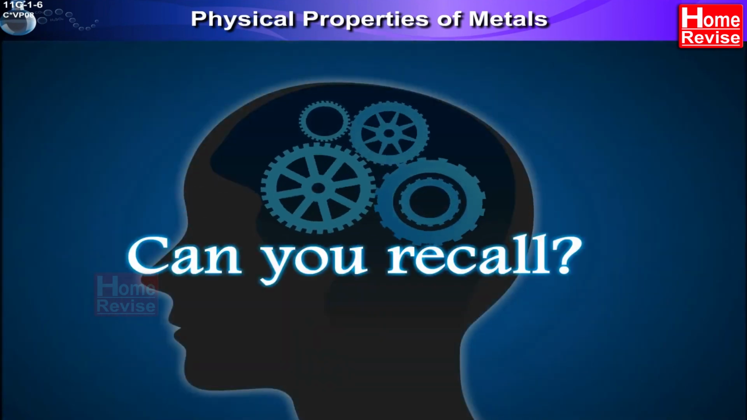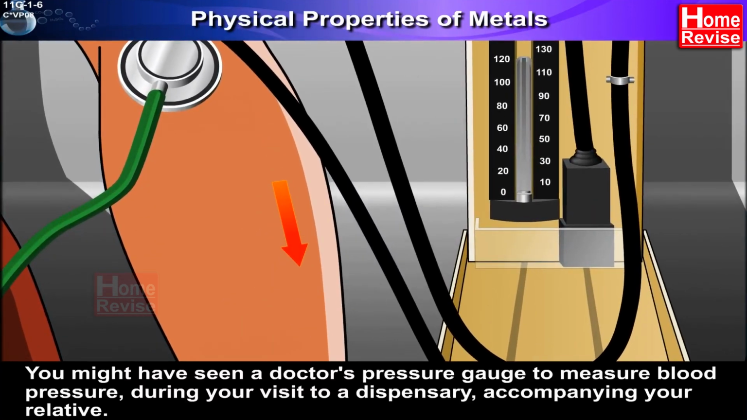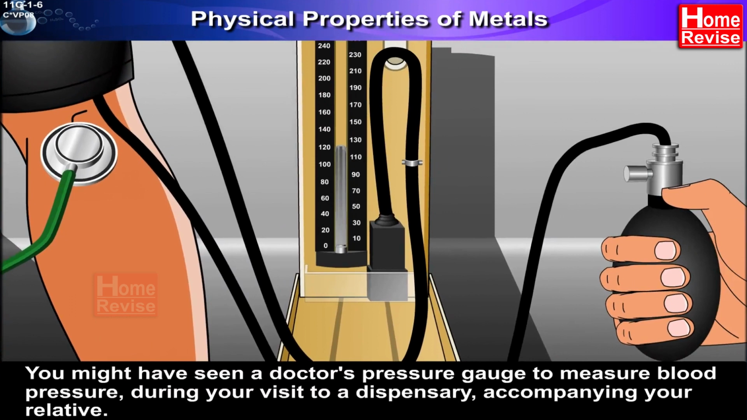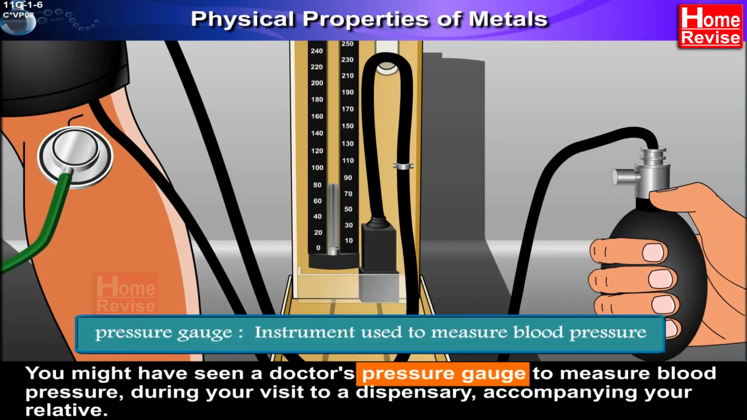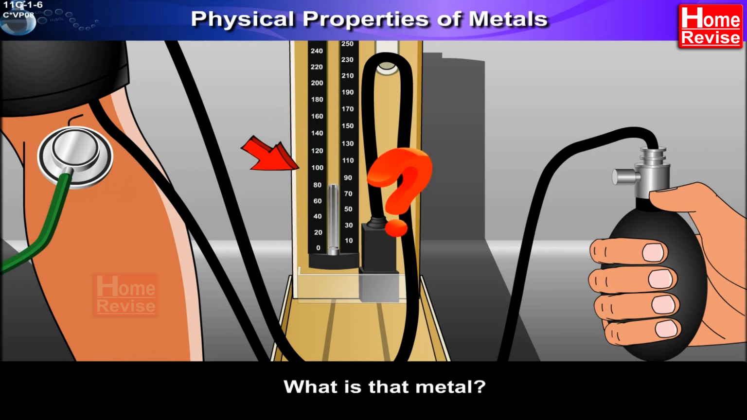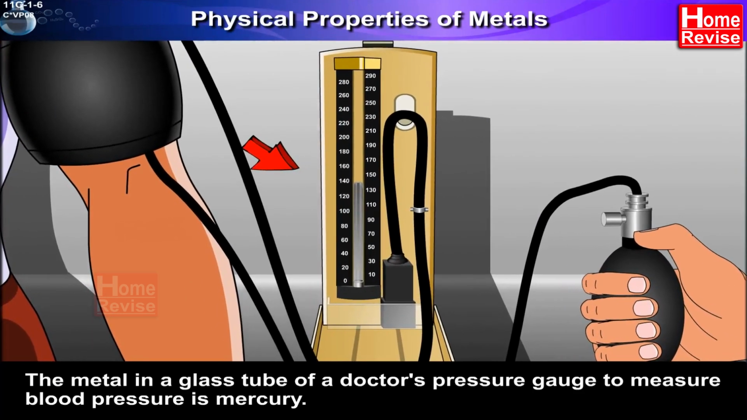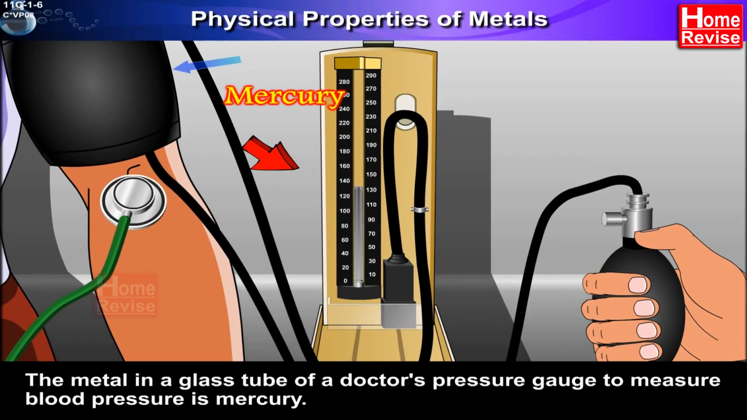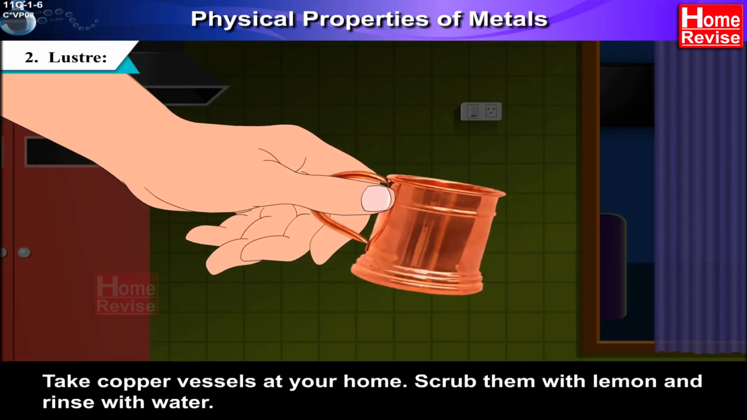Can you recall? You might have seen a doctor's pressure gauge to measure blood pressure during your visit to a dispensary accompanying your relative. Pressure gauge is an instrument used to measure blood pressure. In that, you might have seen a grey-colored liquid in a glass tube. What is that metal? The metal in a glass tube of a doctor's pressure gauge is mercury.